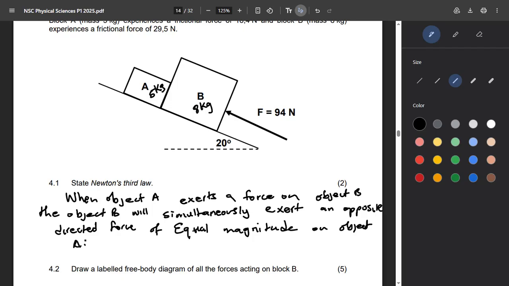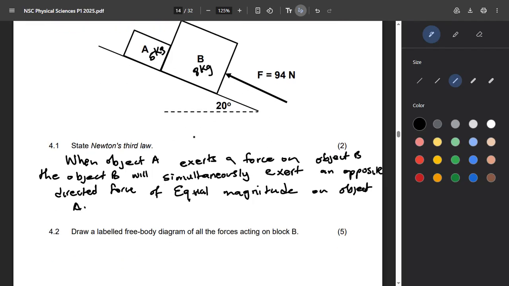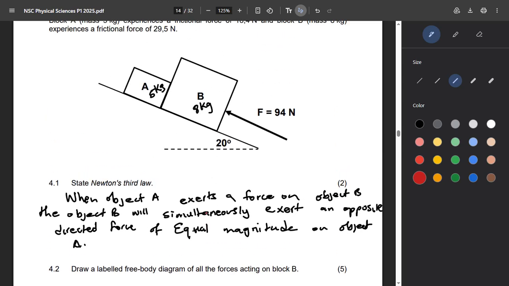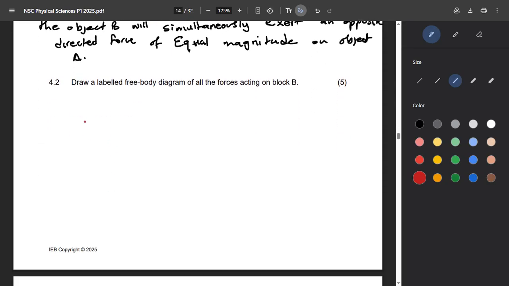Okay, so that was Newton's third law. Next: draw and label a free body diagram of all the forces acting on block B. I think it's always easy when you start with the vertical forces. So block B will have a normal force acting up, which should be perpendicular to the surface, right? And then the very same block B will have a weight. This one is always acting down. So I'm not going to include components, understand? And now look at where the applied force is pointing. The applied force is pointing up the incline.